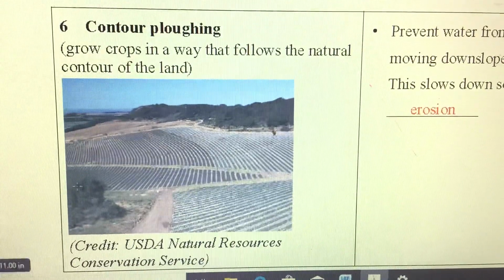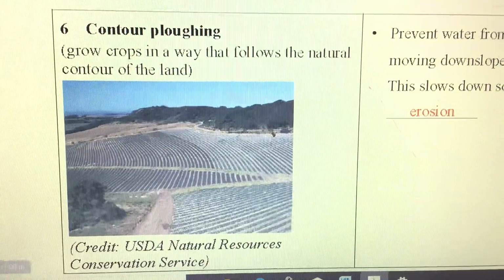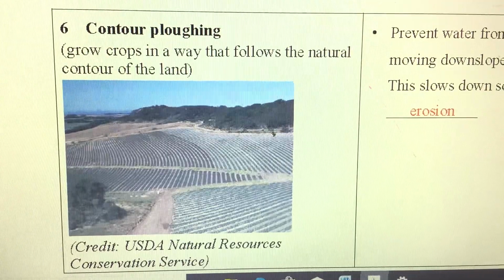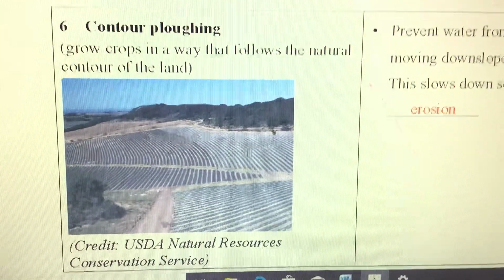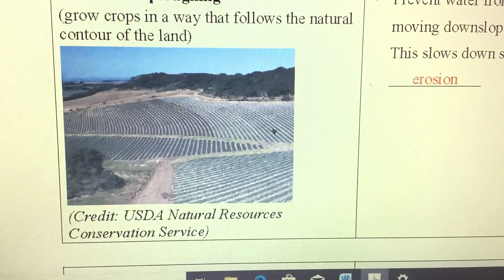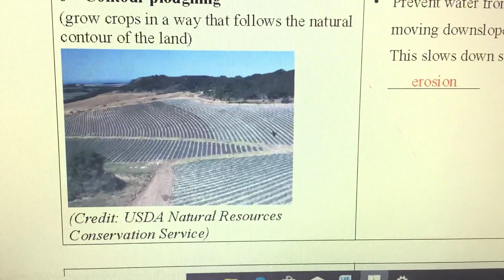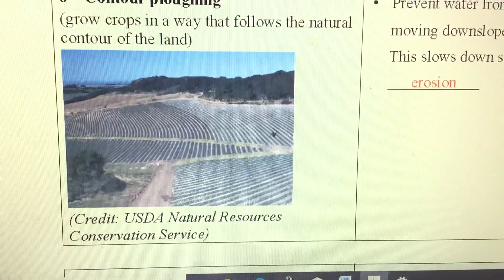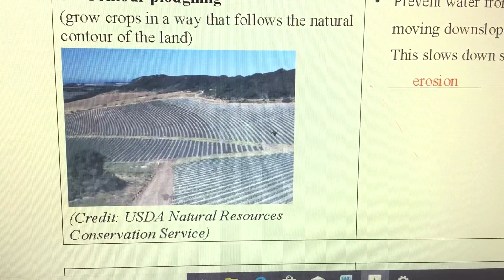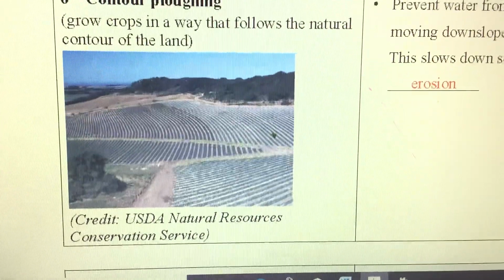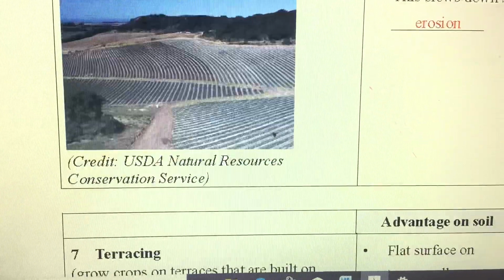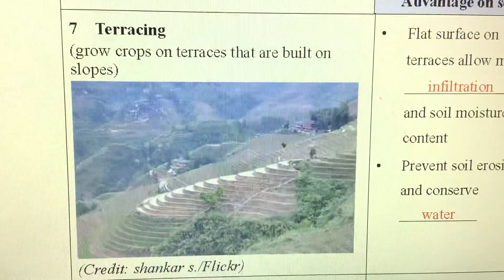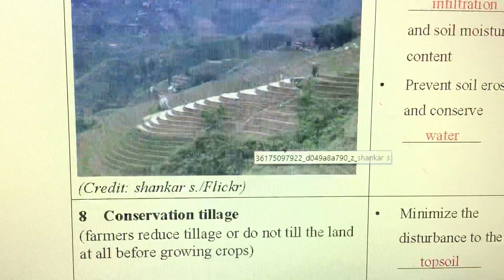Contour ploughing, which is just like this. It is like a line pattern with similar crops. Why do we have to grow like this? Because it is grown according to the contour line, and doing it like this can reduce soil erosion, like installing a check along the slope. Terracing is also making it into a stair-like pattern.